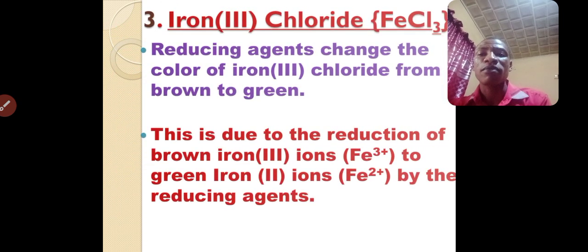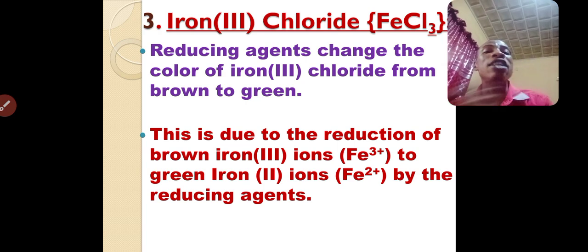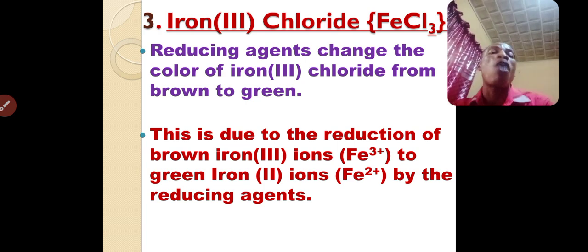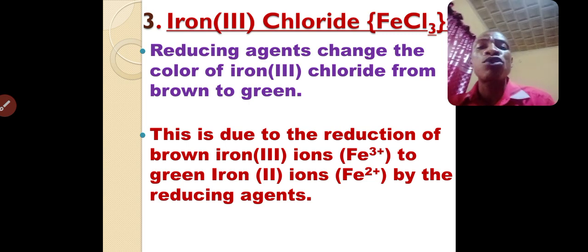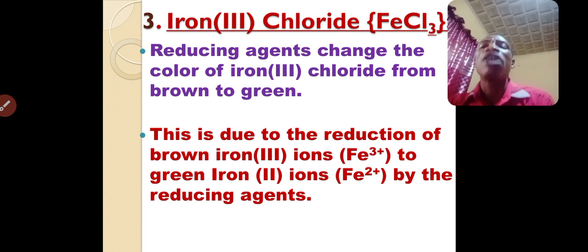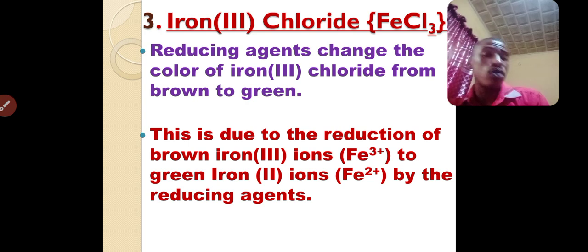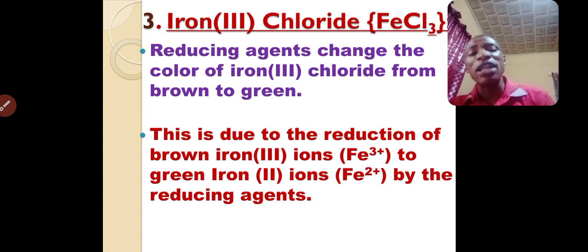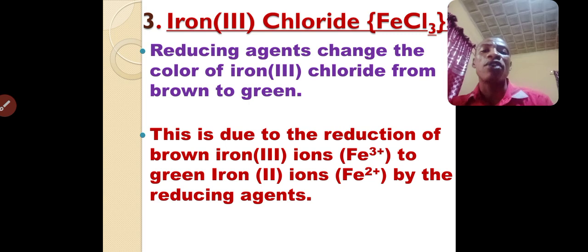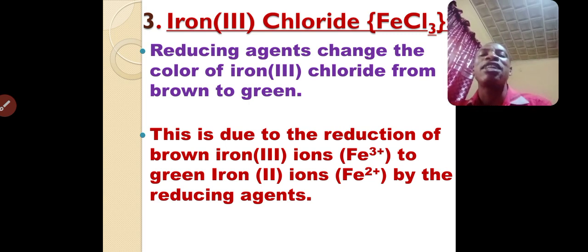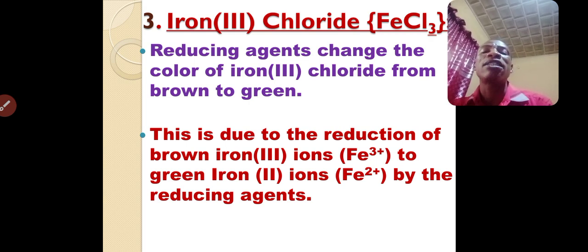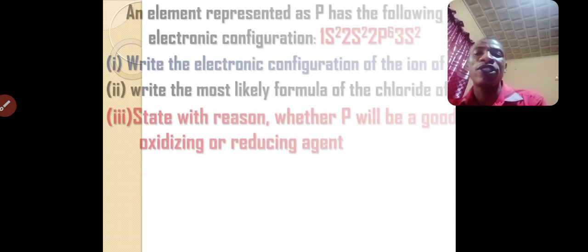So that green chromium 3 ion is the reduced product of K2Cr2O7. You can also use iron 3 chloride. Iron 3 chloride is an oxidizing agent, just like iron 2 chloride is a reducing agent. So if a compound is a reducing agent, it changes the color of iron 3 chloride from brown to green, and you know that green color is iron 2 ion. So iron 3 chloride will be reduced to iron 2 chloride, and the color will change from brown to green.